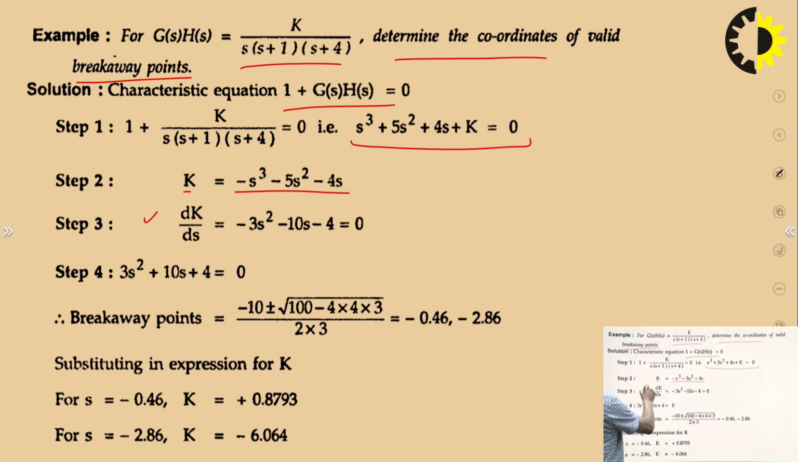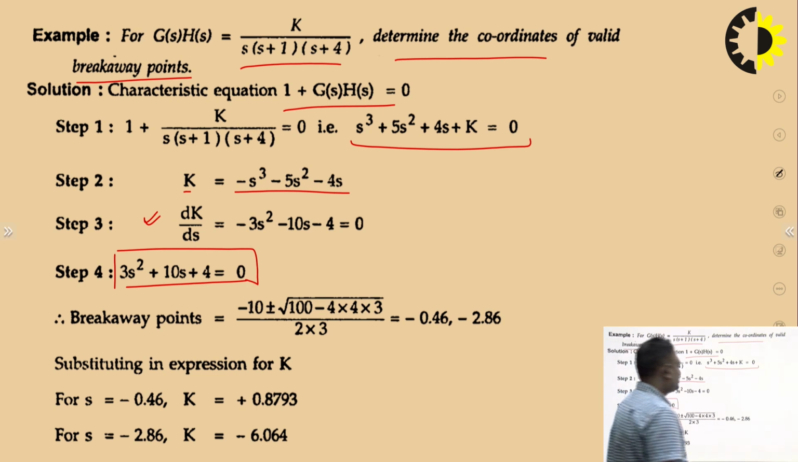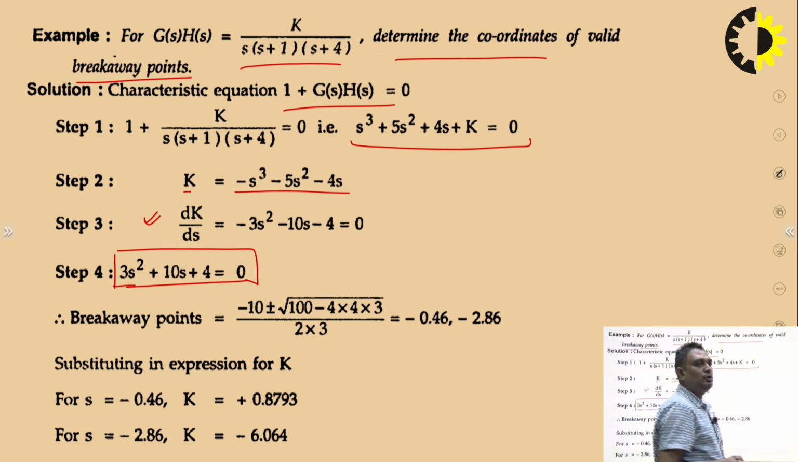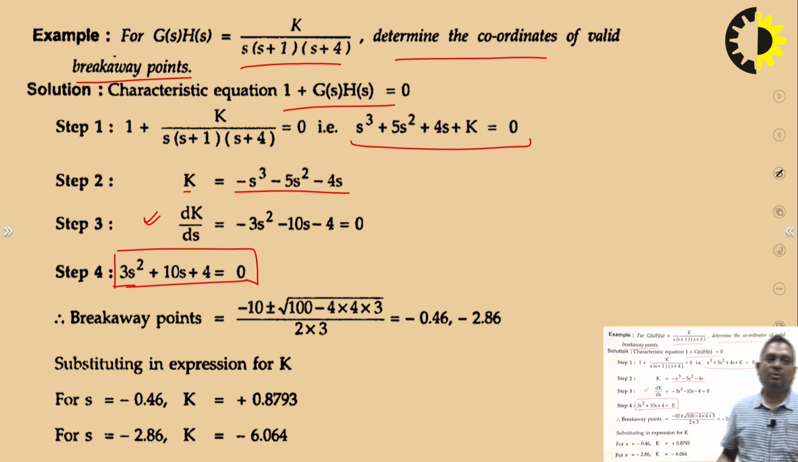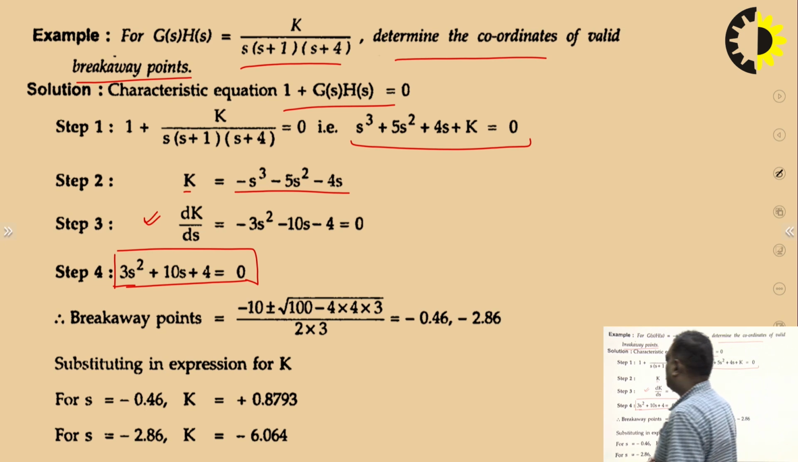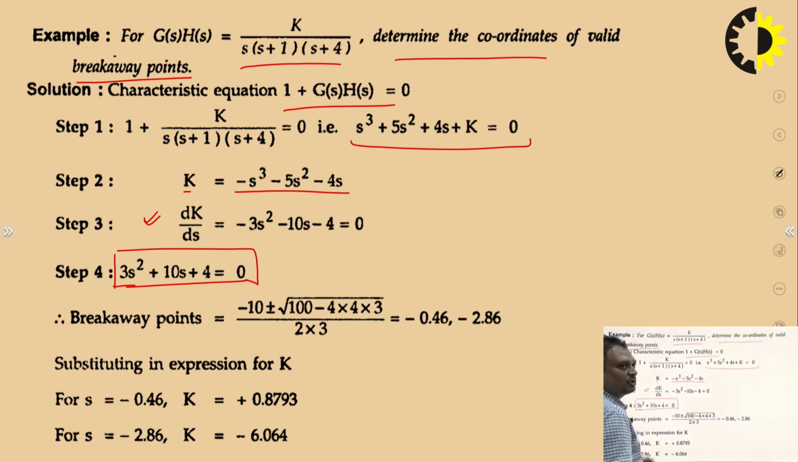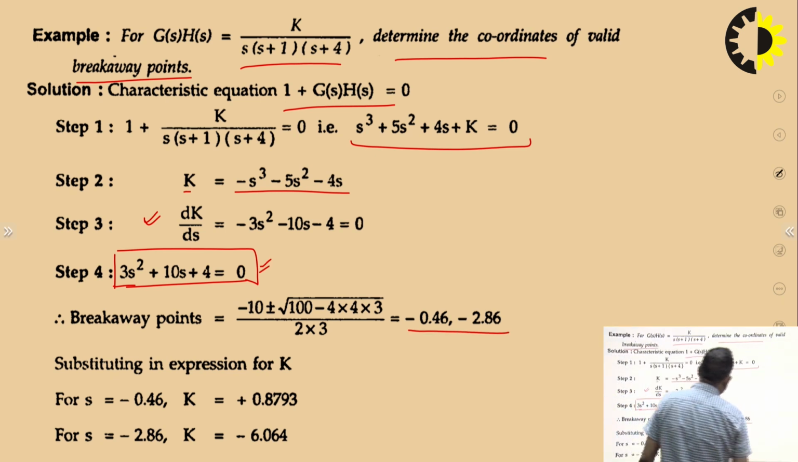Then we will do the differentiation dk by ds and put it equal to 0, and the roots of this equation are nothing but the breakaway points. As you can see, this is a quadratic equation, so we have two breakaway points. But there is no guarantee that there will be two breakaway points, or a single breakaway point, or that no breakaway point exists. So first we will obtain the roots of this quadratic equation. After solving it, we have two roots, that is minus 0.46 and minus 2.86.